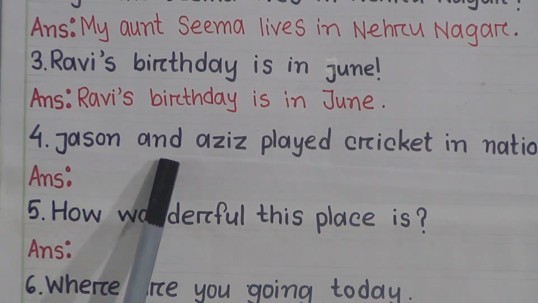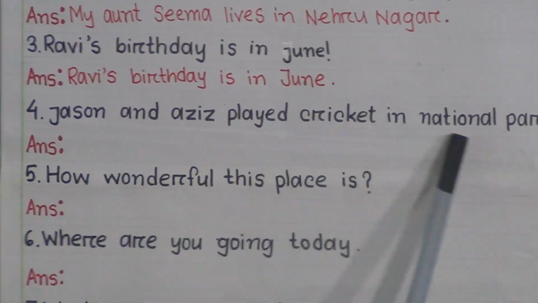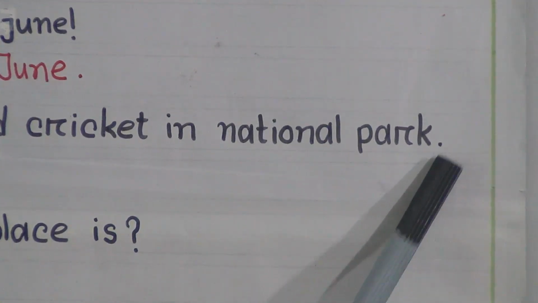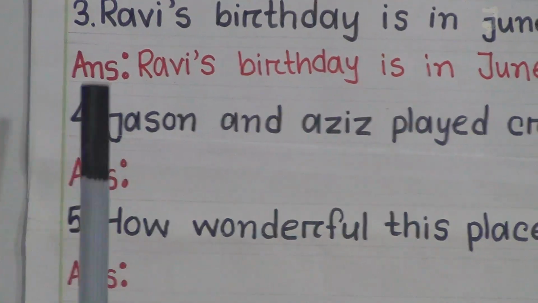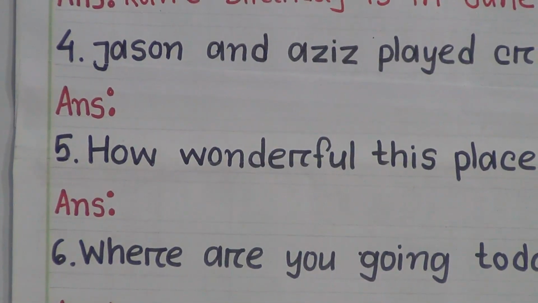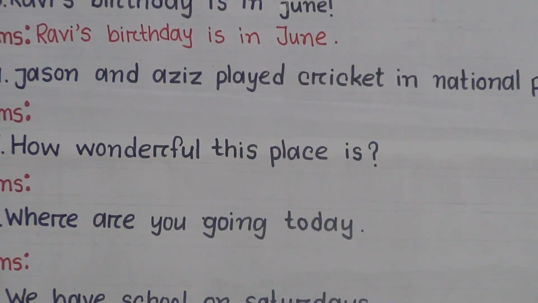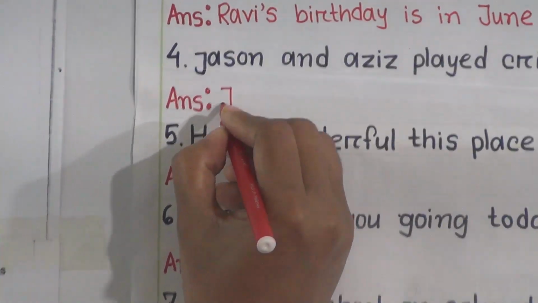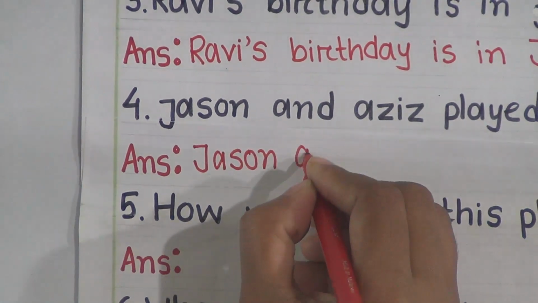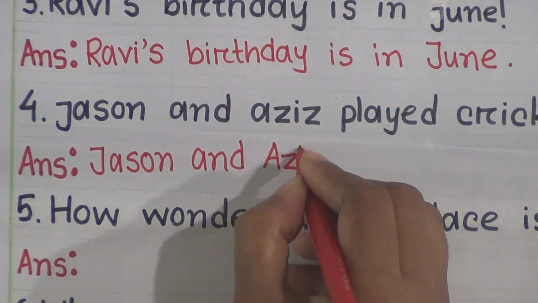Number 4, Jason and Ajis played cricket in National Park. Here we find a normal sentence and it's okay that it ends with a full stop. But the problem is at the beginning. Jason and Ajis, we find these are in small letter, but as we know these are the names of people, so we have to write them in capital letter. So J will be in capital, and in Ajis, A will be in capital, not in small letter.